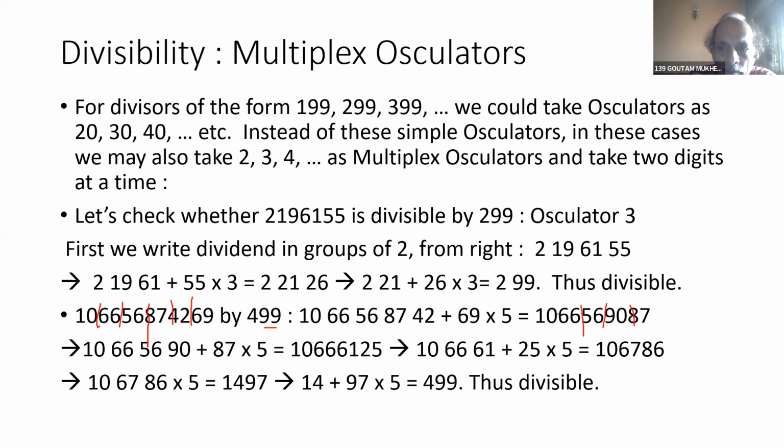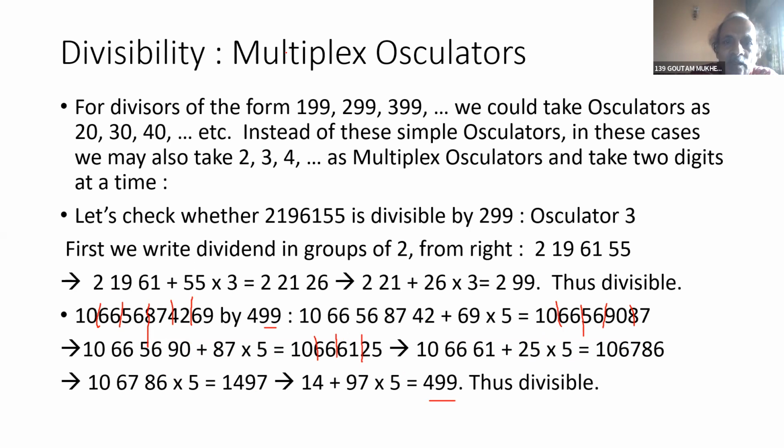Sometimes it happens that you have to divide freshly, because the odd and even number will change. This will not be done so easily; in the last step it will happen. So 87 into 5, again I get this number. I divide it again from the right. So this plus 25 times 5, I get this number, and finally get 499. That's okay.